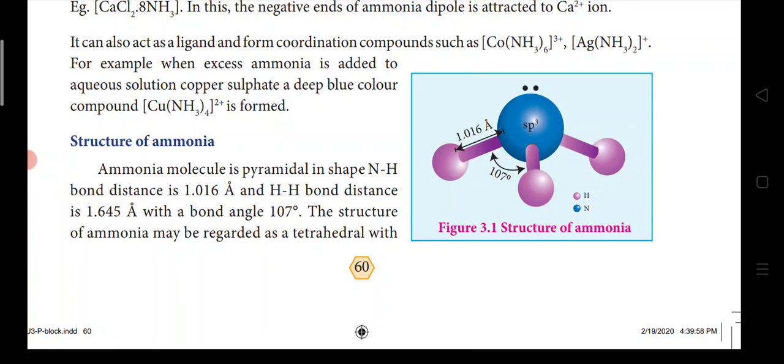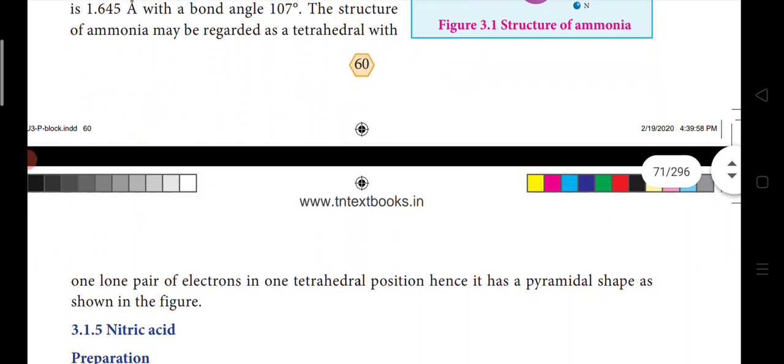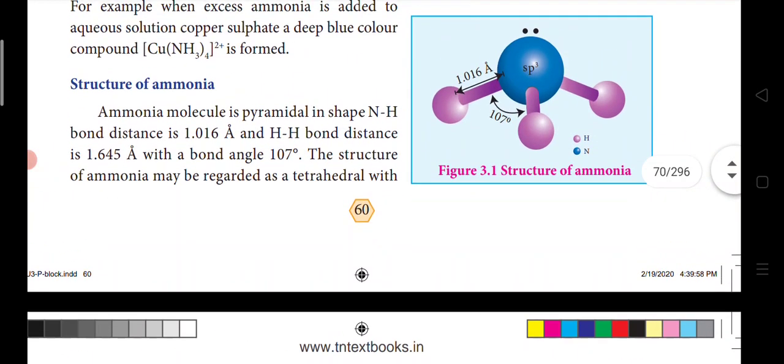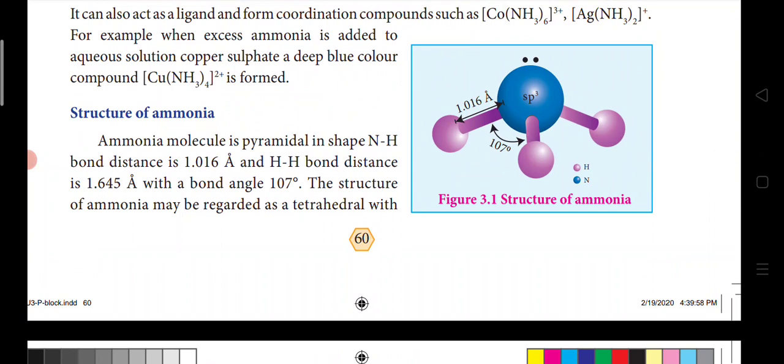So the structure of ammonia may be regarded as tetrahedral with one lone pair of electrons in a tetrahedral position. Hence it has a pyramidal shape. If you can see here, it is not exactly a triangle, but it looks pyramidal in shape. On the top of the pyramid, you can see the nitrogen atom. Over the nitrogen, you can see one lone pair of electrons, and it is surrounded by 3 hydrogens. The hybridization of this nitrogen is sp3.